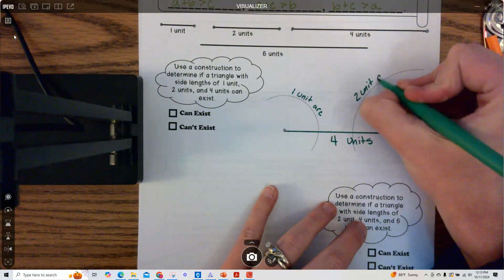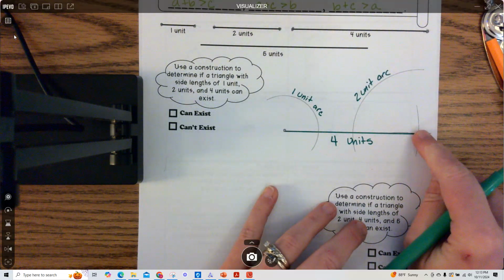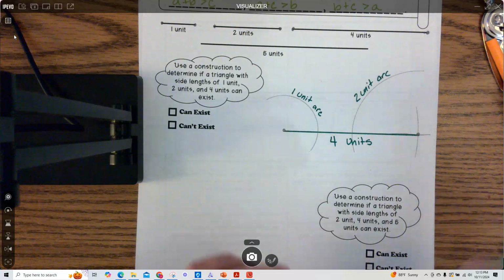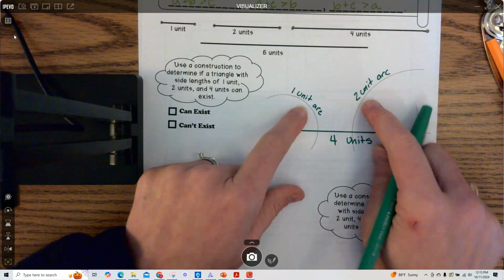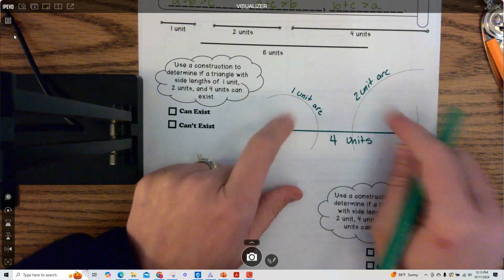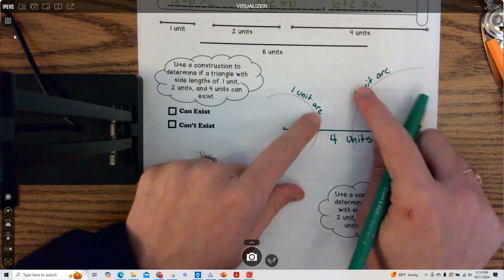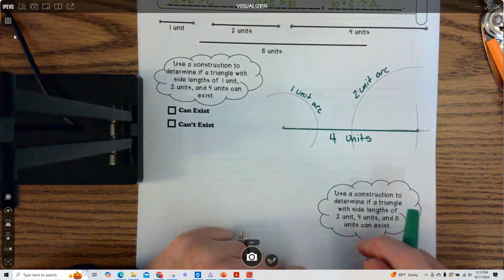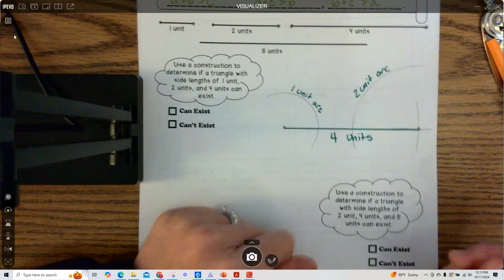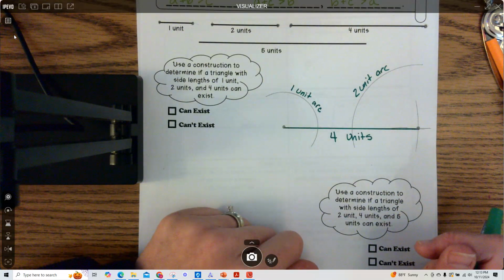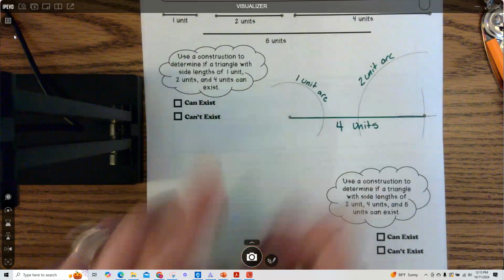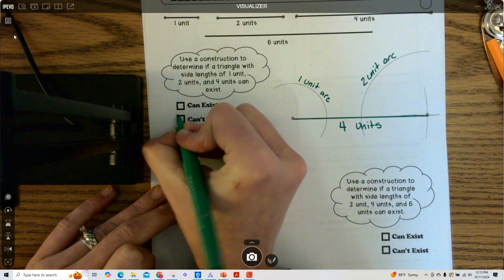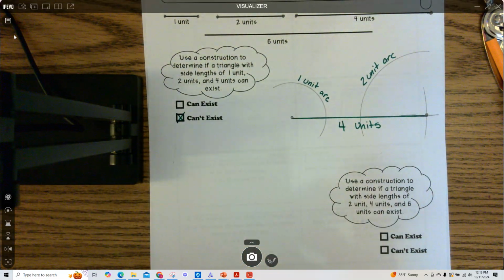Anywhere along that arc, I could draw a line from this point to that arc, and it would be 2 units long. So if I use those to draw sides, is there any possibility that those 2 sides are ever going to meet to make a triangle? Do those arcs overlap anywhere? So that means that these side lengths, 1 unit, 2 units, and 4 units, can't make a triangle.